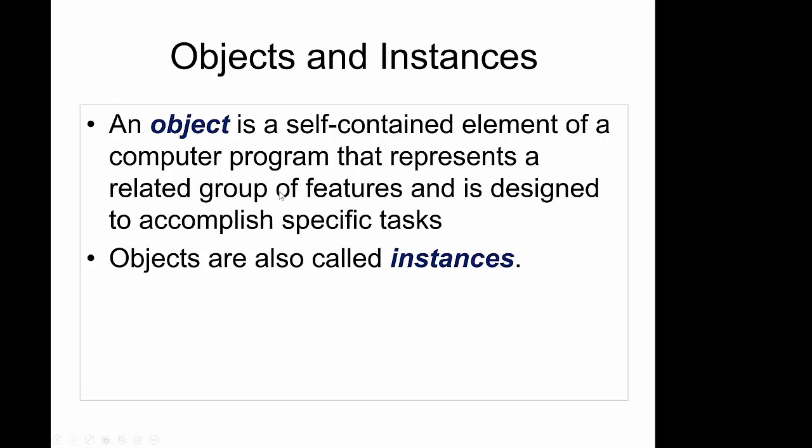An object is a self-contained element of a computer program that represents a related group of features designed to accomplish specific tasks. Well, a very complex statement. At the end, what it means is that one object has two things, right? Some sort of features or settings. I give you the example of a student: your date of birth, courses registered for, GPA, etc. These are like the features, the settings, the data of the object.